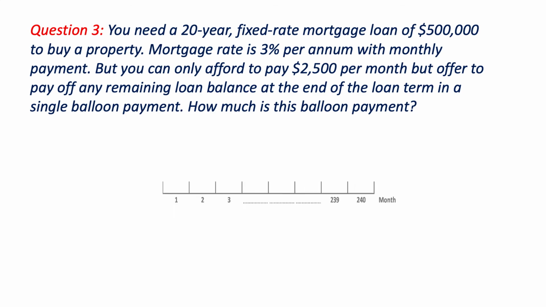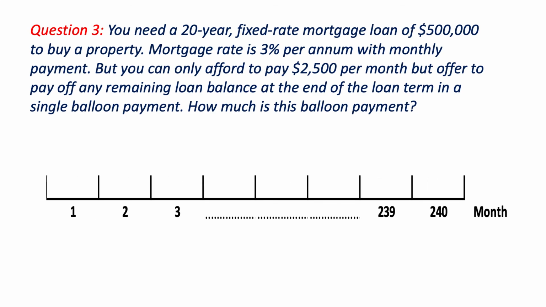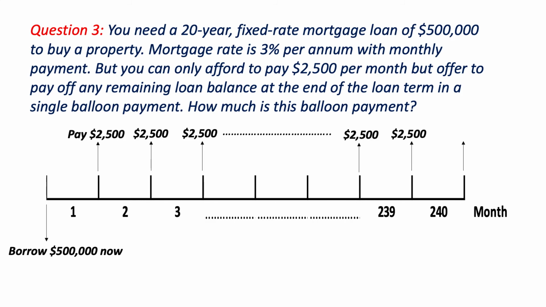Let us use a timeline to illustrate this question. Right now, we'll borrow $500,000 from a bank, and we will pay $2,500 per month in between. But for the last payment, on top of the $2,500 payment, we also need to pay a single sum of payment so that the loan can be fully settled. This single sum of payment is the balloon payment. It is called balloon payment because it is typically much larger than the monthly payment, and so it is like a balloon flying high to the sky.